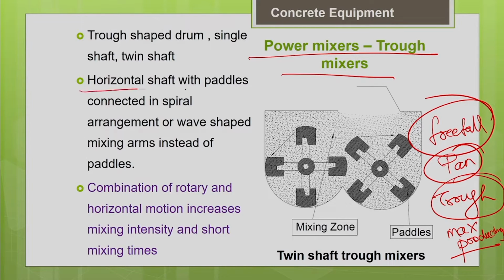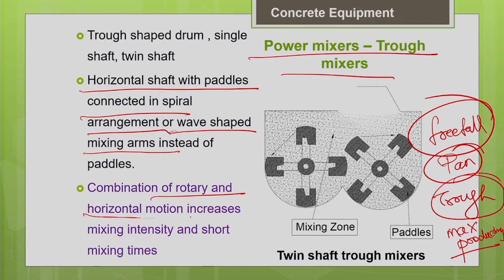So, you have a horizontal shaft with paddles connected in a spiral arrangement. The paddles will be arranged in a spiral manner. I will show you a video, where you will understand better. Instead of paddles, you can also have wave shaped mixing arms. As I told you, there is a combination of rotary as well as horizontal motion, which increases the mixing intensity, and it results in shorter mixing time when compared to other types of mixer machines.